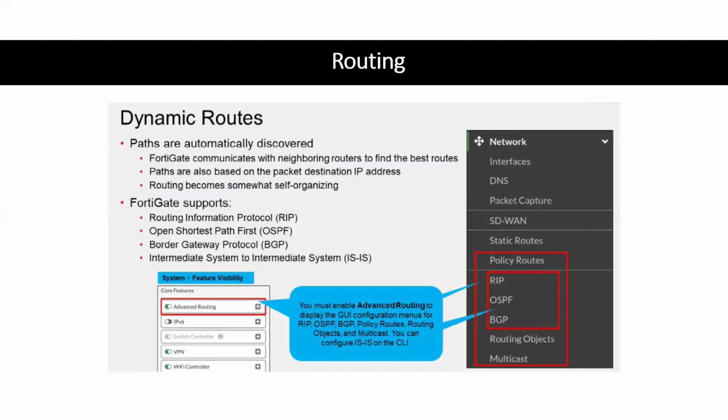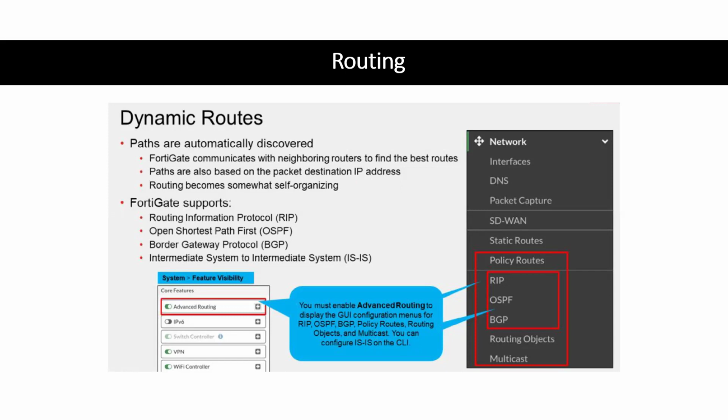Different routing protocols that have been in place for years. You have OSPF, Open Shortest Path First, BGP, ISIS, and RIP, which is way old. Okay, so to configure dynamic routing, you would have to go to System and then Feature Visibility to enable it. Enable advanced routing. Then you would go ahead and configure that.